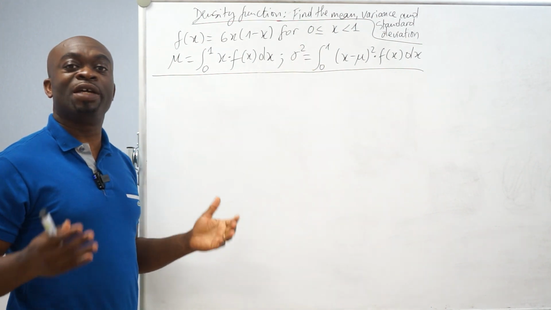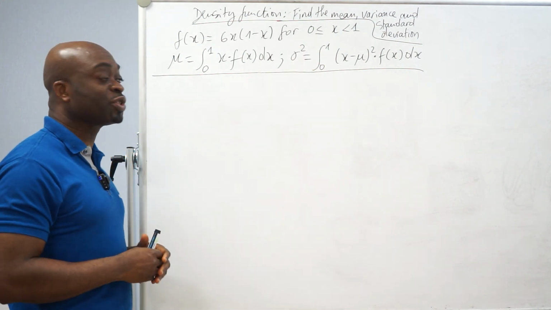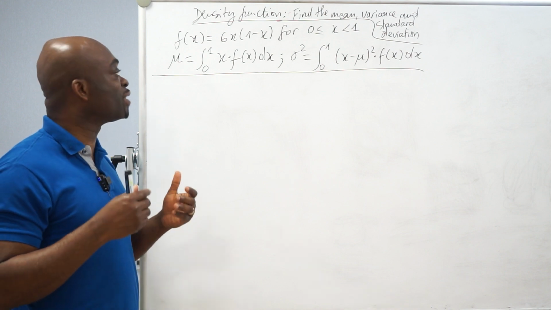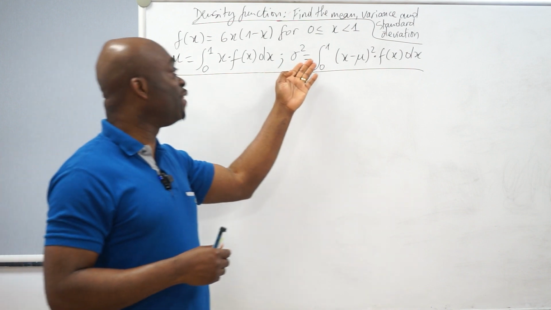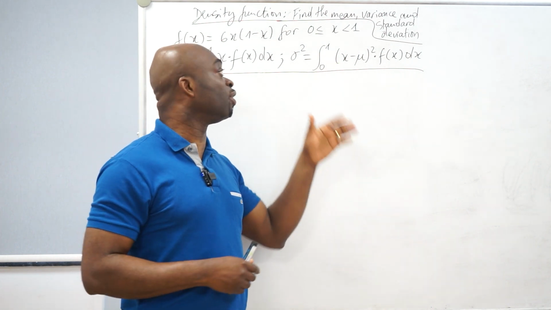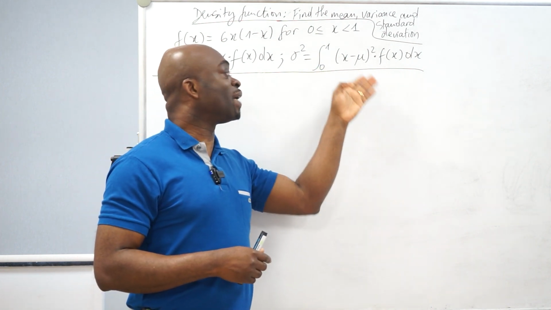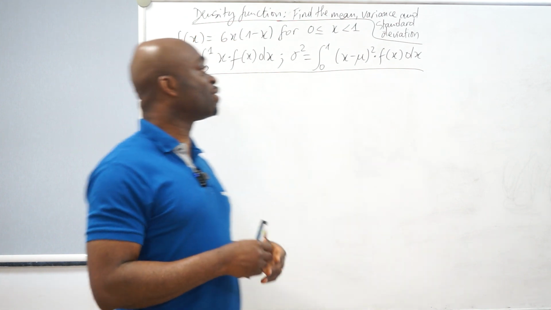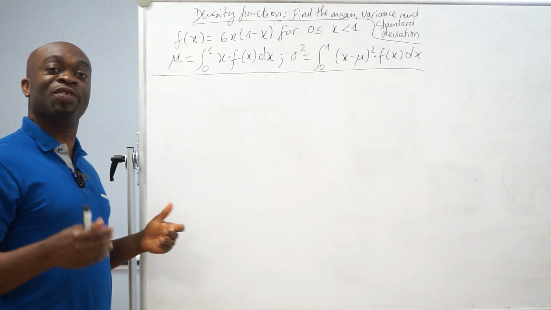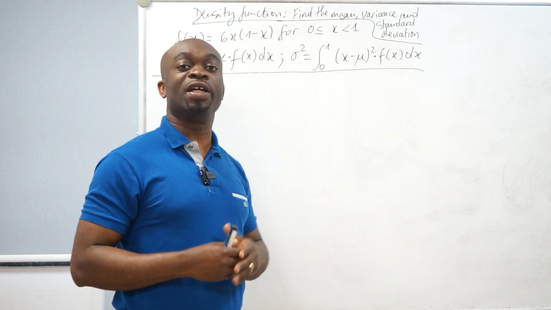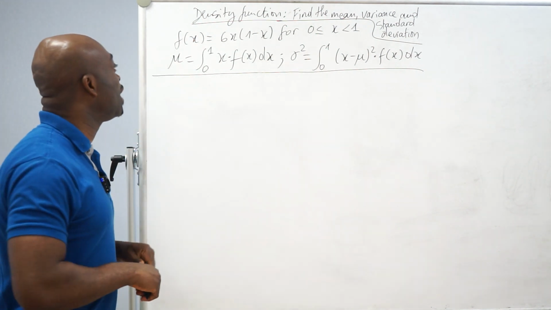And then what's the mean formula here? The mean formula equals the integral of 0 to 1 of x times f(x) dx, and then the variance, which is the sigma squared, equals the integral of 0 to 1 of (x minus mean) squared times f(x) dx, okay? And then the standard deviation, as we can see later on, is just the square root of the variance. So now let's go at it.